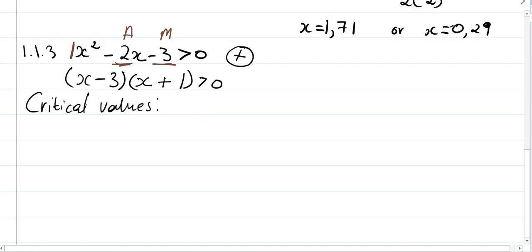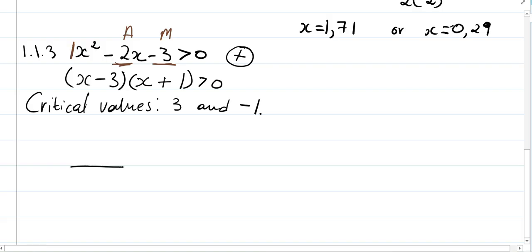Now the critical values are the values that I would get if I was to solve for x here, if this equation was equivalent to 0. So I would get 3 and -1. And then from here, I draw my graph.